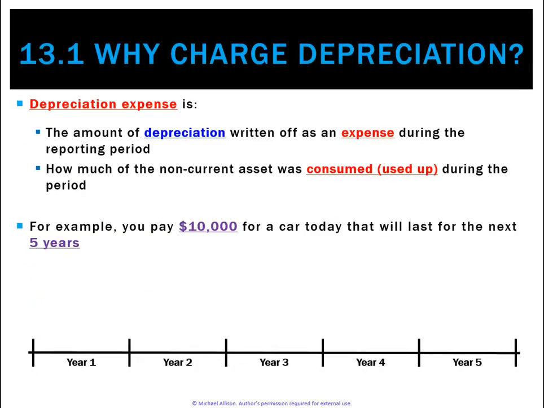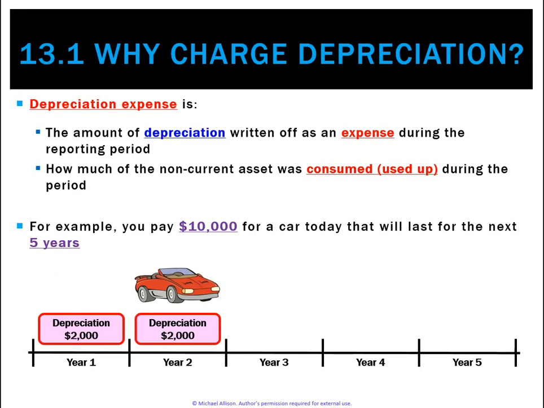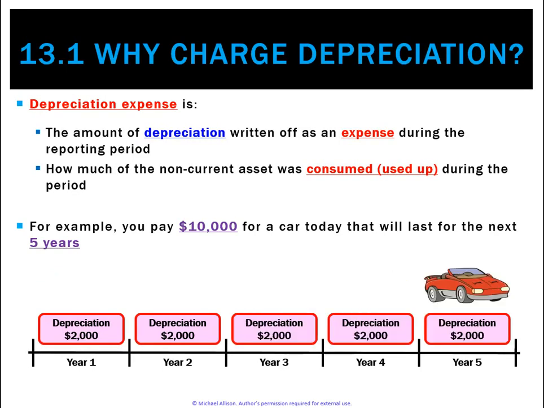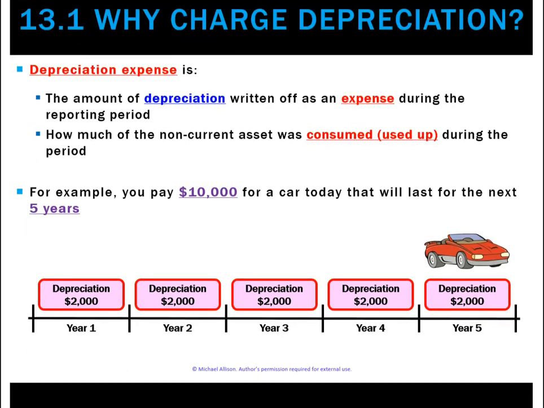So taking the example of a $10,000 car that's going to be used for 5 years, we're going to use that car to earn revenue every year, but we're also going to consume some economic benefits, and that's called depreciation, and that's an expense. So in year 1 we've got a $2,000 expense, year 2 a $2,000 expense, again in year 3, 4 and 5. And each year the amount that we've consumed in economic benefits is $2,000, and that's written off as an expense called depreciation.